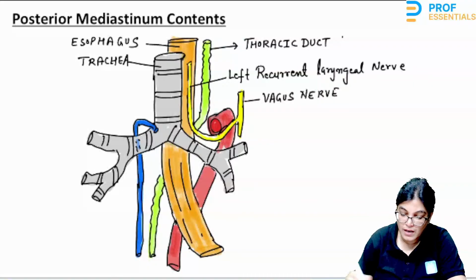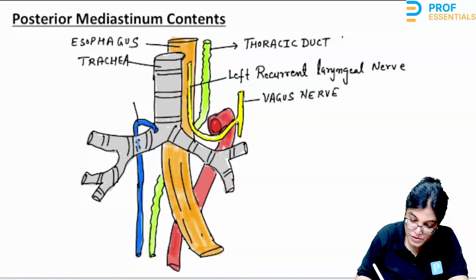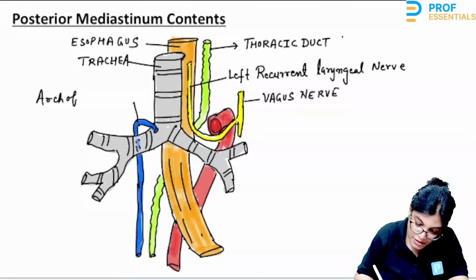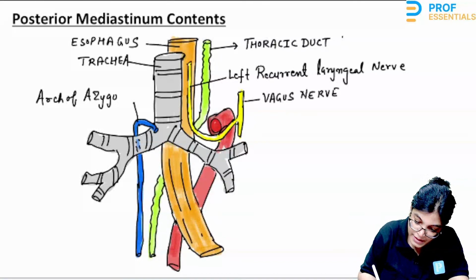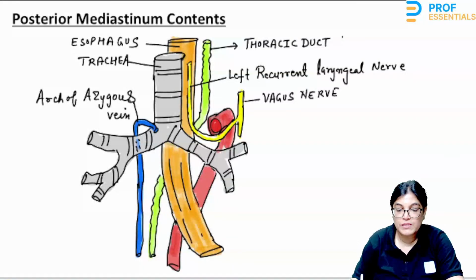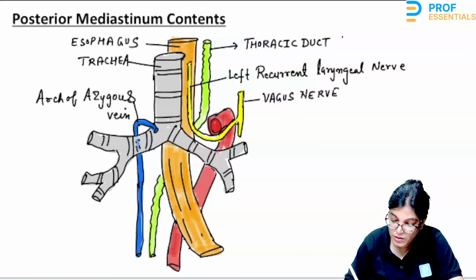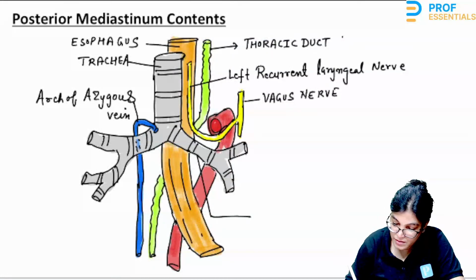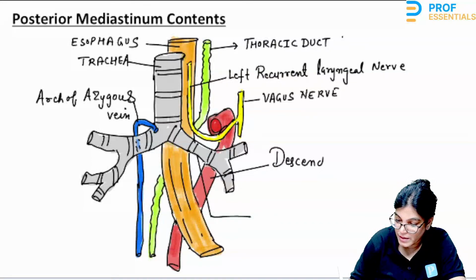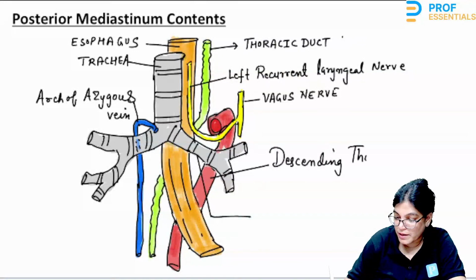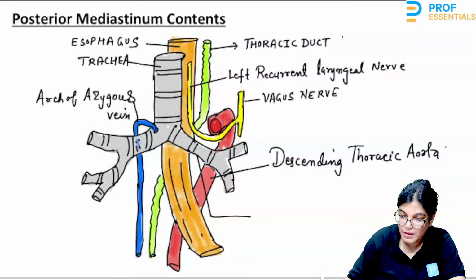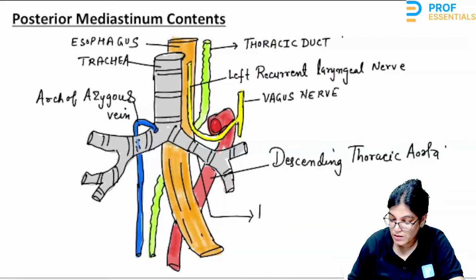This is the arch of azygos vein. This is the right principal bronchus and the left principal bronchus. This is the descending thoracic aorta, an important content. This is the left principal bronchus.